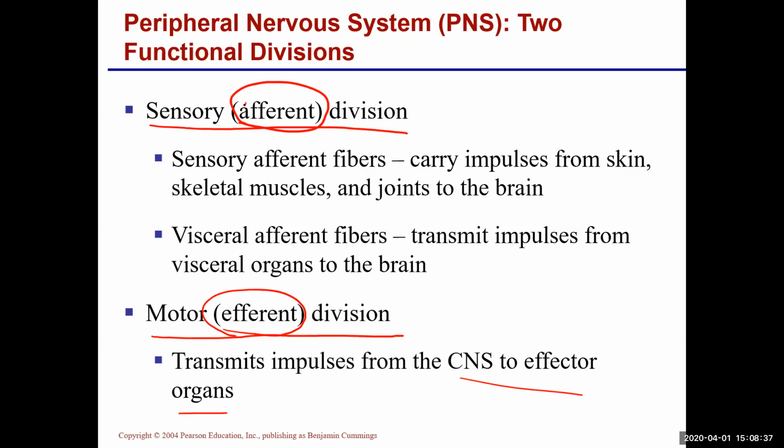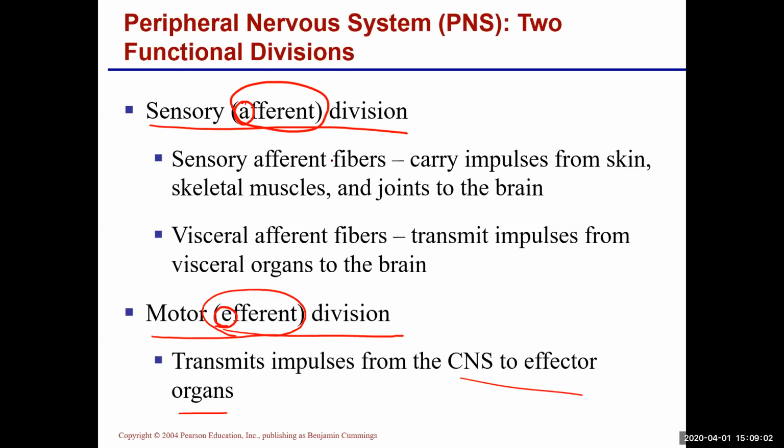So afferent has an A. You could think of information or signals arriving at the central nervous system. And for the efferent division, E, you could think of impulses exiting from the CNS.